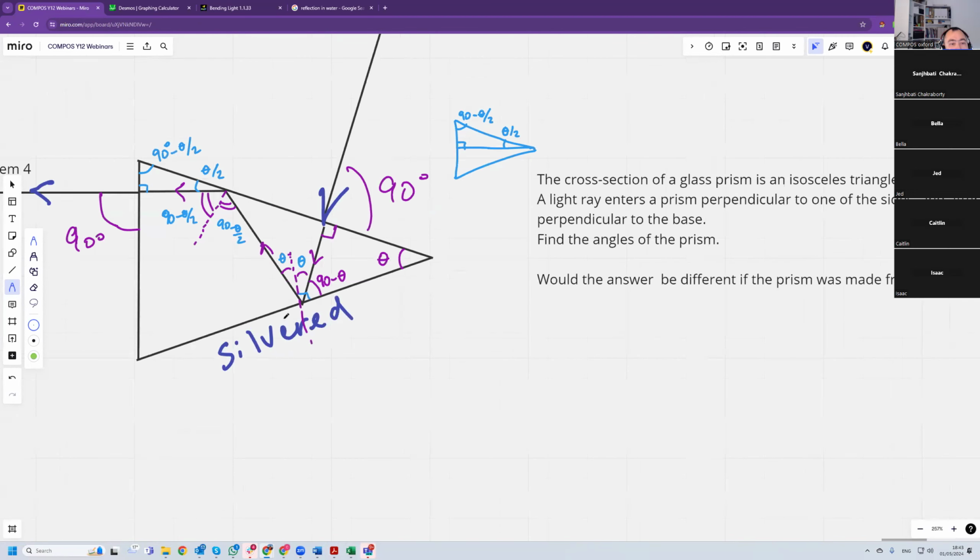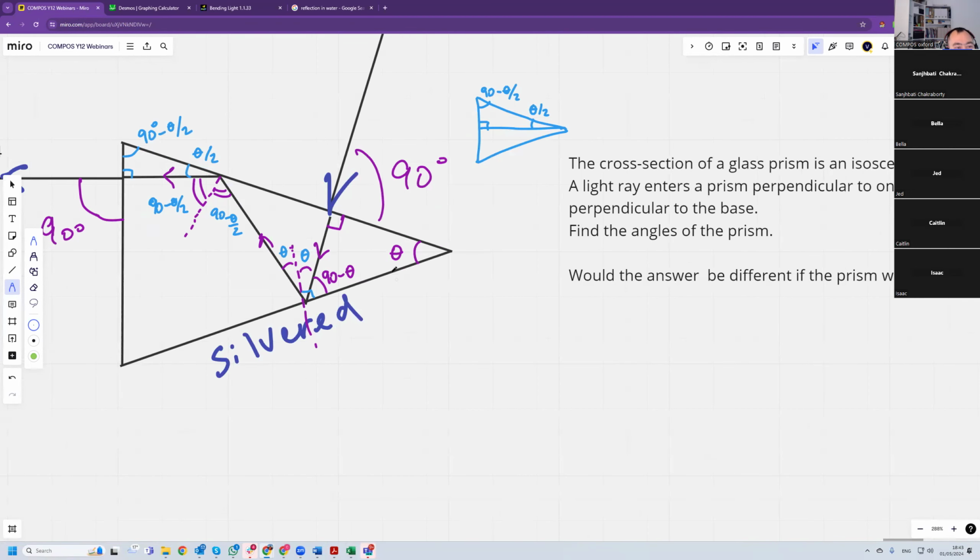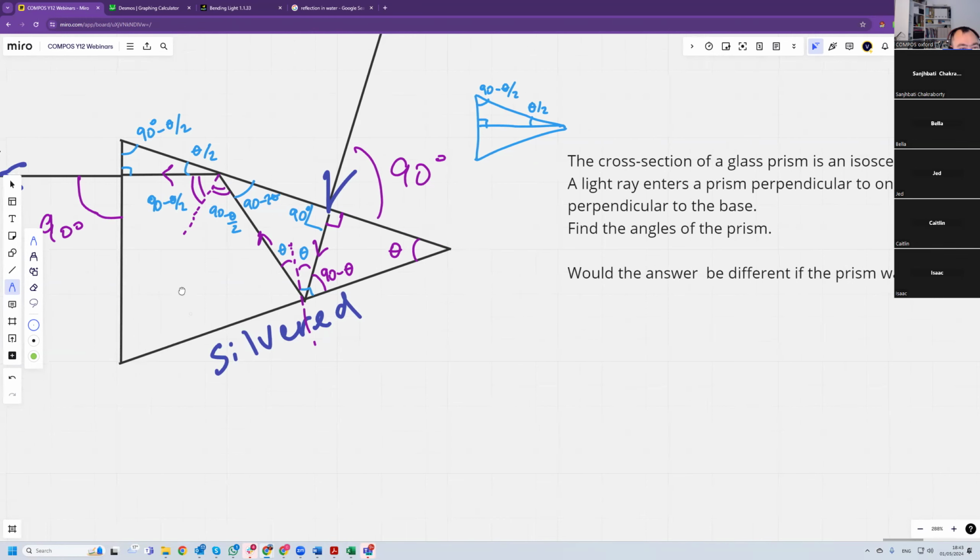Oh, I see. Okay. This is 90. Of course, this is 90 degrees. And this angle must be 90, because this angle is 2 theta, right? 2 theta. This must be 90 minus 2 theta. All right, yes.